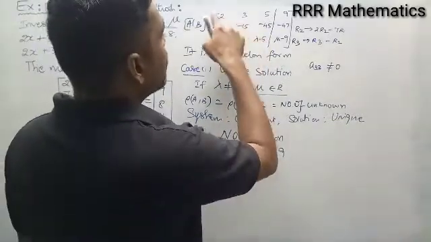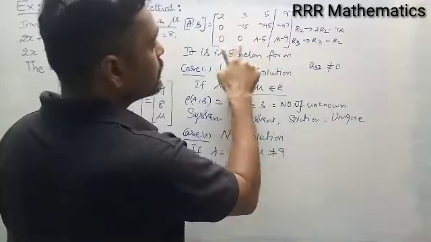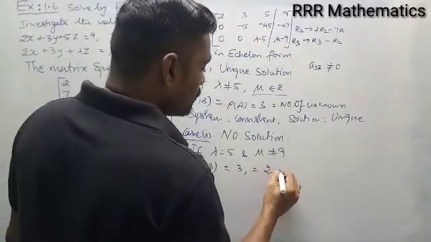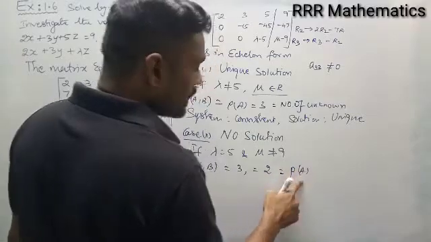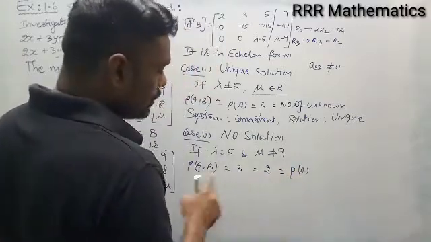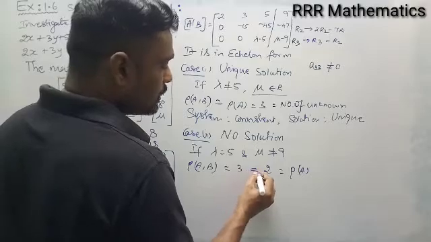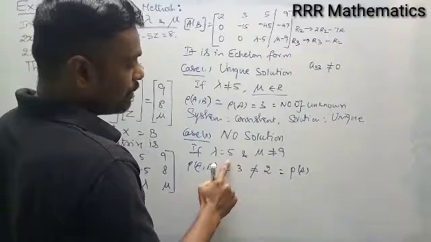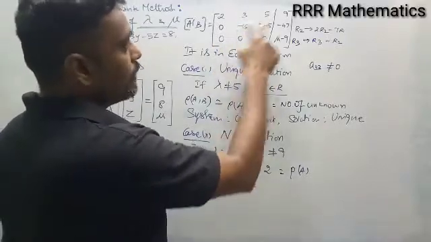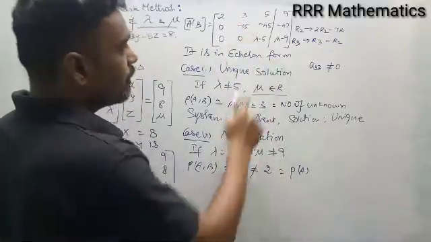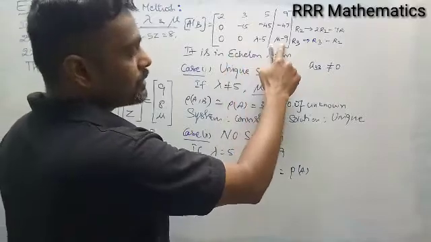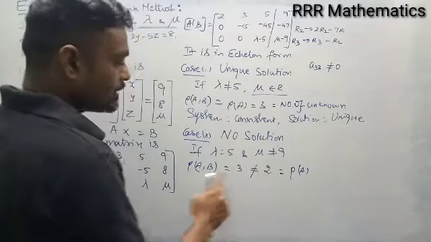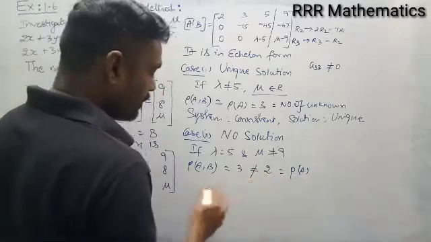What is the rank of A? 1, 2 and this is 0, 0, 0. So only rank 2. So in this case, rank of A equal to 2, rank of A comma B is 3. So these two are not equal. Rank of A only for the first 3 columns. If lambda equal to 5, 0, 0, 0, so the rank will be 2. Rank of A comma B, 0, 0, 0, but this is non-zero because mu not equal to 9. So rank of A comma B is 3. So in this case, rank of A comma B and rank of A are not equal.